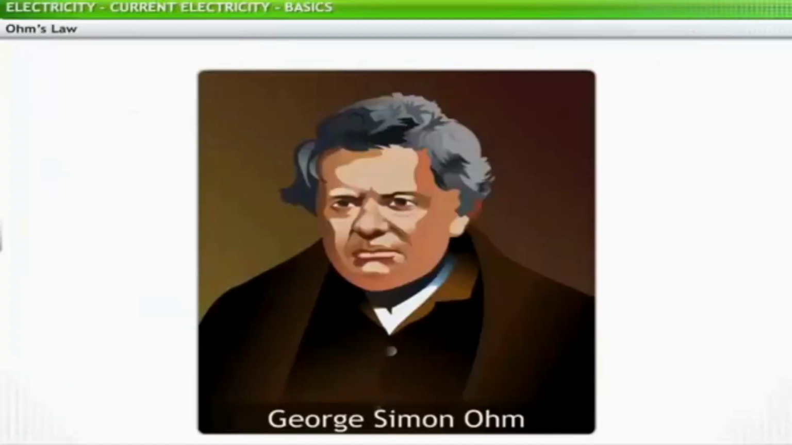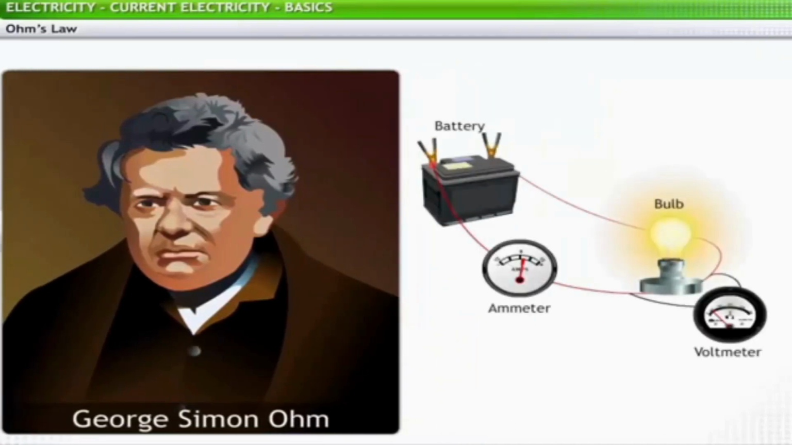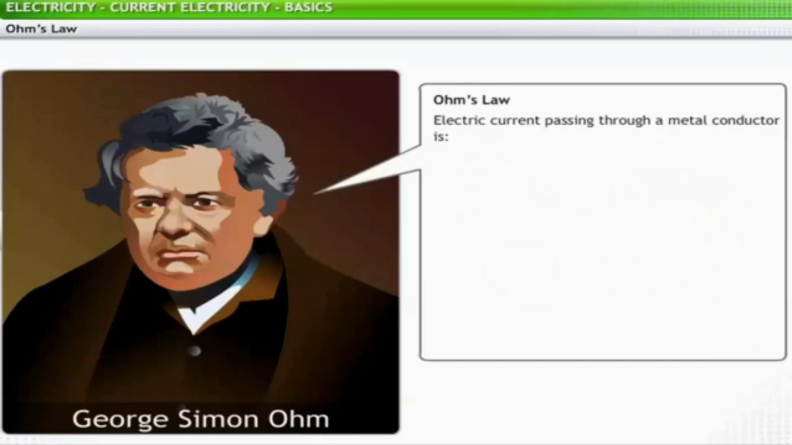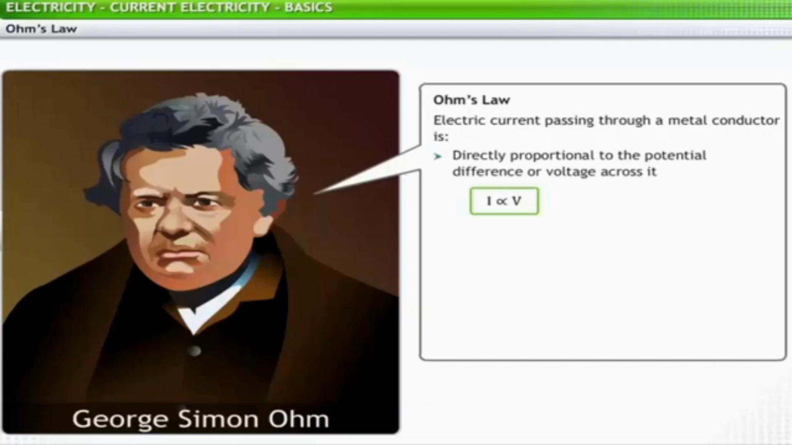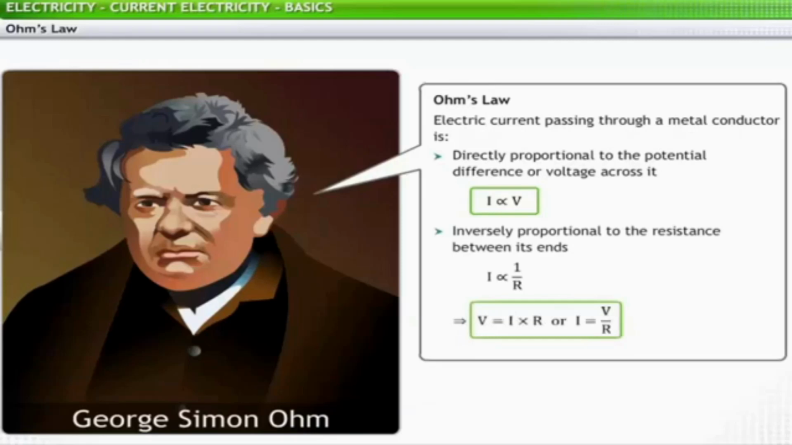In 1827, a German scientist, Georg Simon Ohm, conducted a series of experiments to study the variations in electric current when the potential difference across a conductor was changed. With the findings of his experiments, he postulated Ohm's law, which explains the relationship between electric current, voltage, and resistance. Ohm's law states that electric current through a metal conductor in a circuit is directly proportional to the potential difference or voltage across it, and inversely proportional to the resistance between its ends.